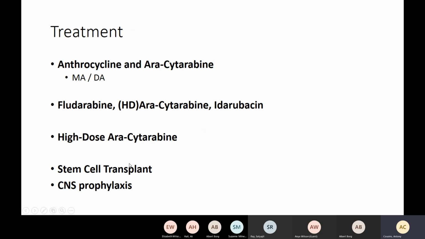And worth pointing out, one of the differences to how we treat adults is in children we are a lot more aware of the risk of CNS relapse. I suspect it's probably to do with the fact that we have better outcomes overall. So we actually see children live to get their CNS relapses, whereas in adults, outcomes are much poorer in general. But we give all children CNS prophylaxis.